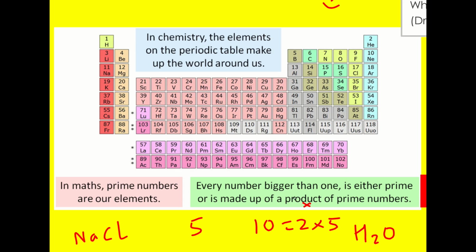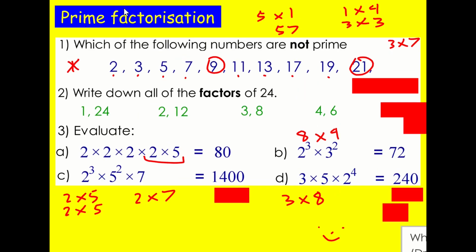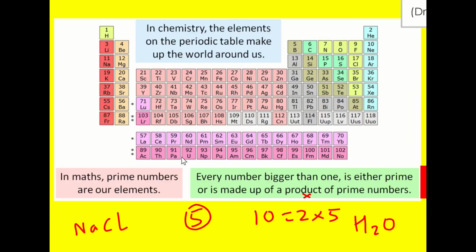If you're asked to write a product of prime numbers, it's going to be prime numbers multiplied together. So 5 is prime, 10 is then made up, it's a bit like the H2O, whereas the oxygen is the prime. And we can use that then to split numbers into their prime factors, which is precisely what I mean by prime factorisation.